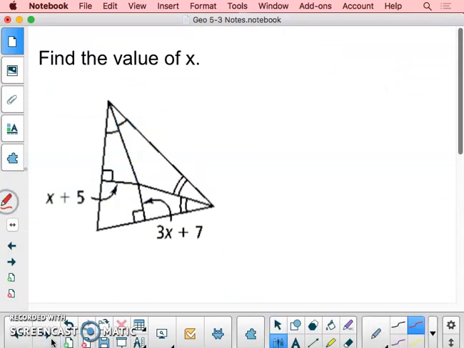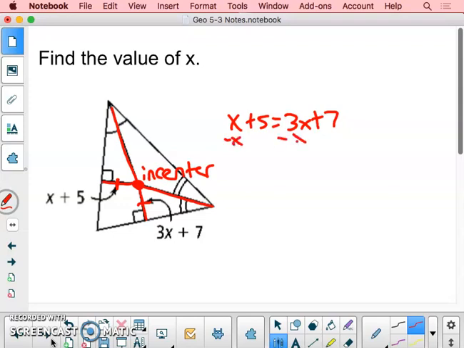They already put everything on the picture for us, but since these are angle bisectors, they're meeting at the incenter, which means the two pieces here, x plus 5 and 3x plus 7, have to be equal to each other because they have to be equidistant from the incenter to that side of the triangle. So x plus 5 must equal 3x plus 7. They're just asking us for the value of x.